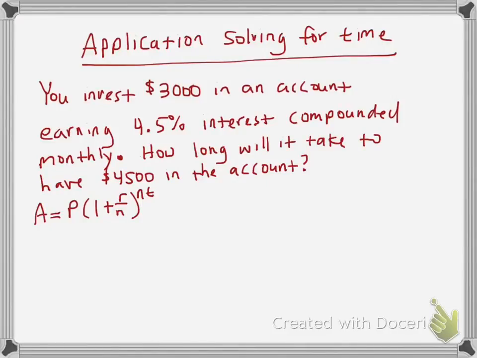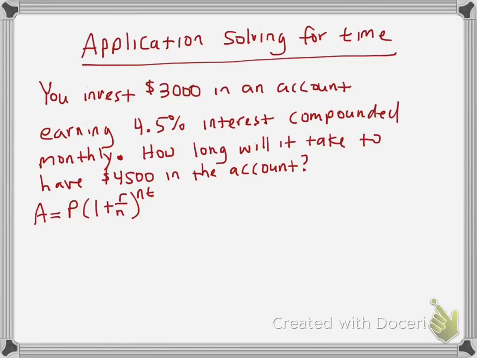All right, now this application problem, we're actually going to be solving for time. Once again, read carefully, try and figure out what you know and what you don't know. So it says you invest $3,000 into an account, you're earning 4.5% interest, it's compounded monthly. It says how long will it take to have $4,500 in the account?